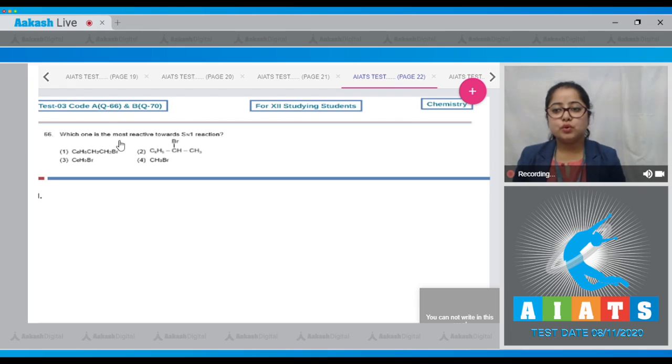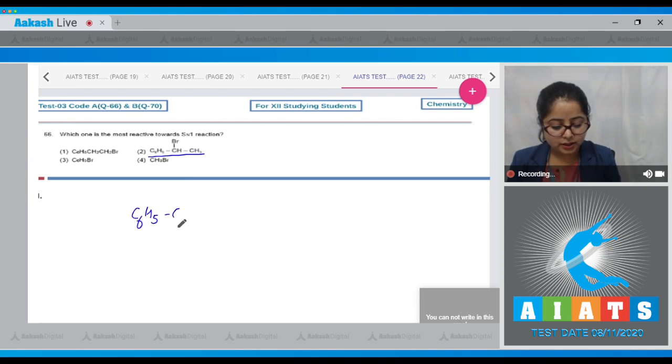Which one is the most reactive towards SN1 reaction? Students, for this question, we need to know that the compound which forms the most stable carbocation will be most reactive towards SN1 reaction. So we have to identify that among the given compounds, which compound will form the most stable carbocation. Students, the carbocation formed in option number 2 will be most stable.